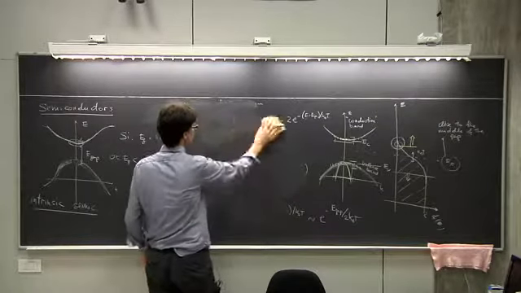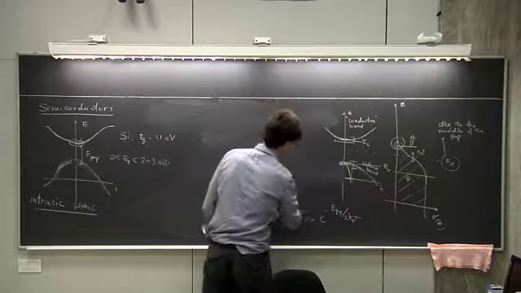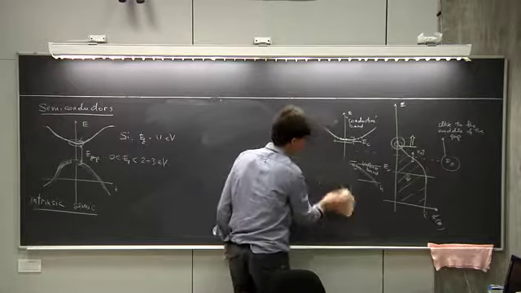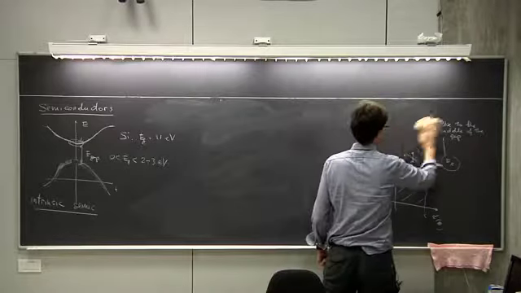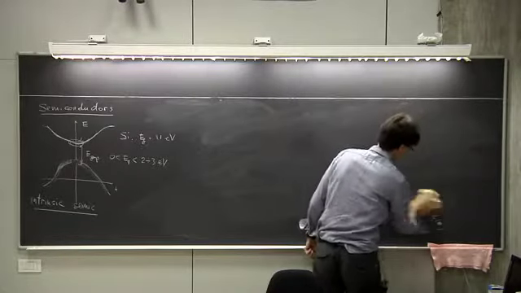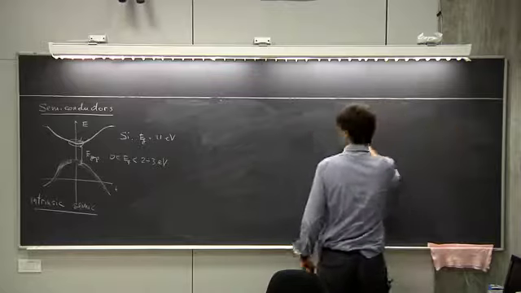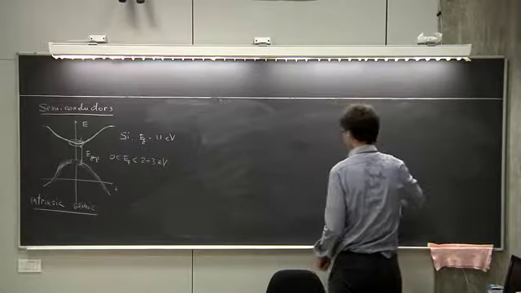Semiconductors, however, are interesting because they can be doped. What is the meaning of doping a semiconductor? Doping a semiconductor means introducing artificially additional carriers.